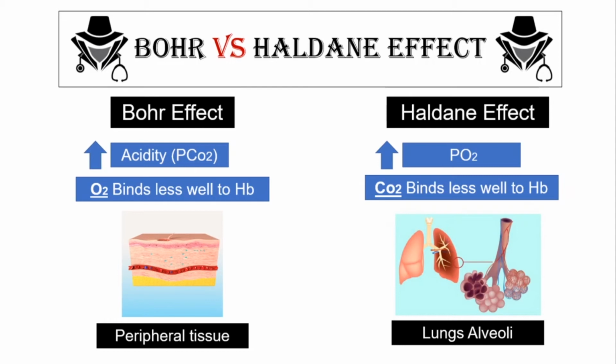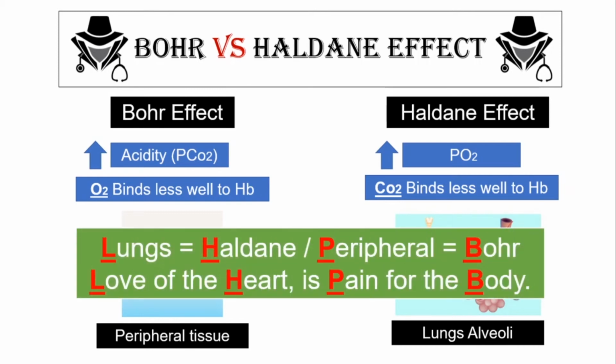So basically, if we can remember which effect, Haldane or Bohr, is associated with which part of the body, we can easily recall their definitions like if we are reading it from a textbook. And we came up with a cool mnemonic to remind you that the Bohr effect is associated with peripheral tissue and the Haldane effect is associated with lung alveoli. And that is, love of the heart is pain for the body.